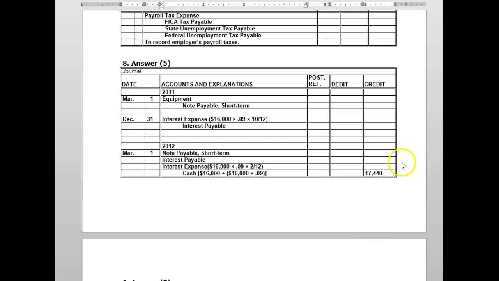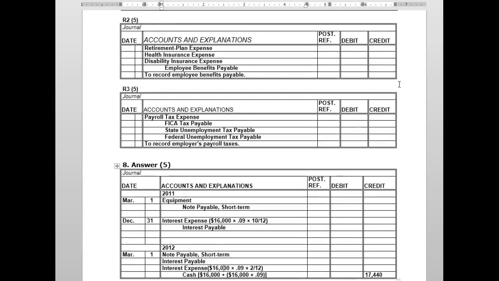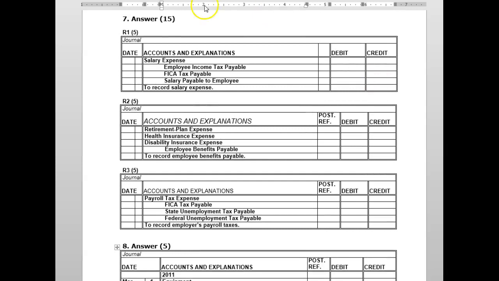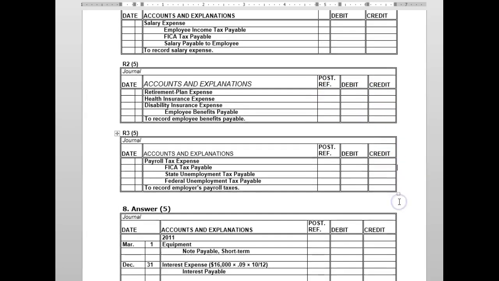Okay, we're going to finish this up. Now we're switching back. You will finish 7, which is just doing salaries expense and retirement, just kind of wrapping up payroll expenses, and you know how to do all of these, and you have good examples in the book, so I bet you can do this by yourself.